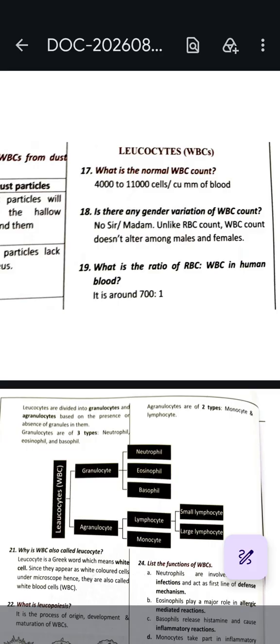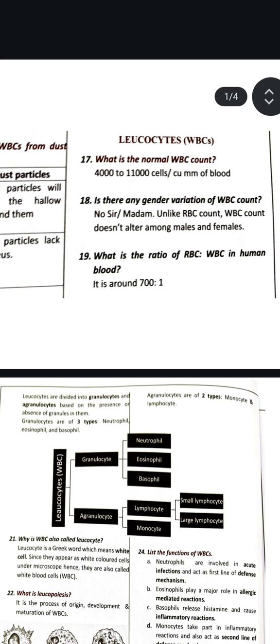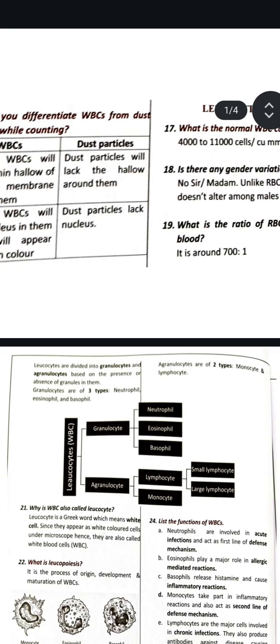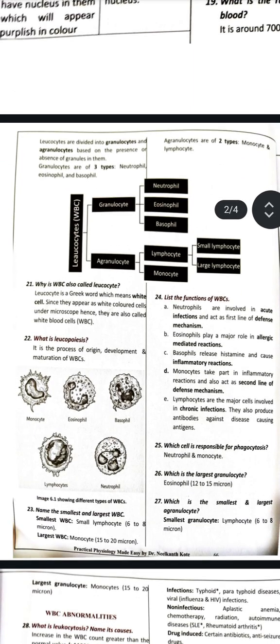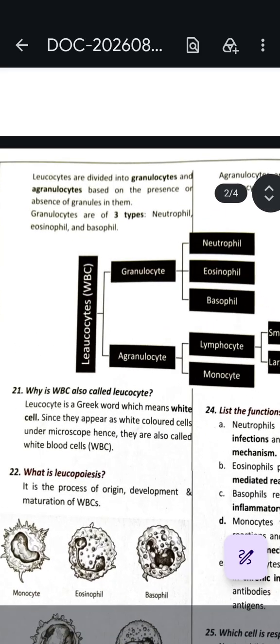Now, what is the normal WBC count? We know it is 4,000 to 11,000 per cubic mm of blood. Now, is there any gender variation of WBC count? No. Unlike RBC count, there is no gender variation. These values do not alter among males and females. Now, we know why there is a gender variation in RBC: because of the hormones. Testosterone stimulates erythropoietin production, while estrogen inhibits erythropoietin production. So, relatively, the RBC count is more in males, and the hemoglobin level is also more in males than females. So there is a gender variation, but there is no such gender variation in case of WBC count.